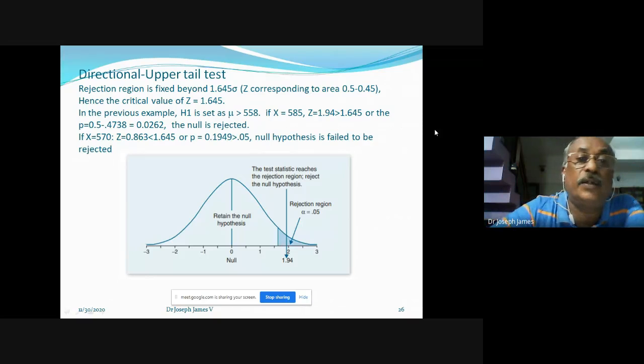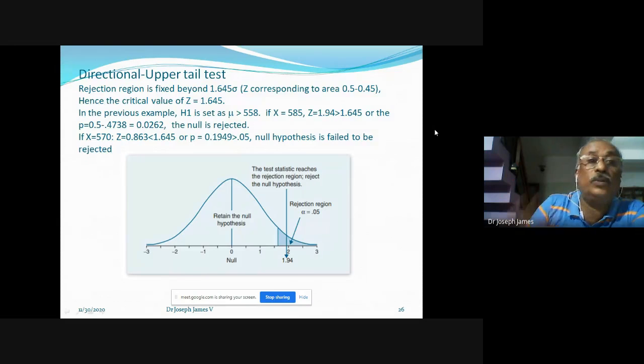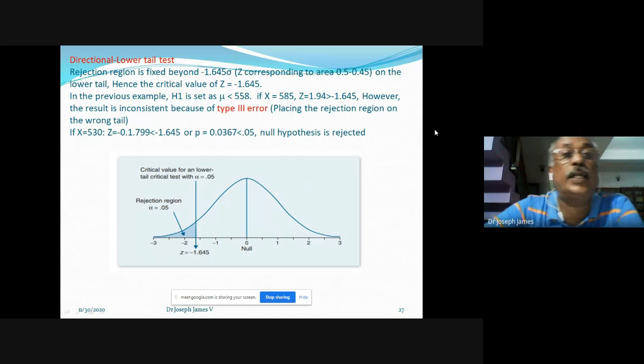Similarly, when we take 570, the null hypothesis is failed to be rejected. Then coming to the other directional test, that is the lower tail test. Here also we use the same logic, that is our critical value is minus 1.645. That is the Z corresponding to area 0.5 minus 0.45 on the lower tail. Hence the critical value is minus 1.645.